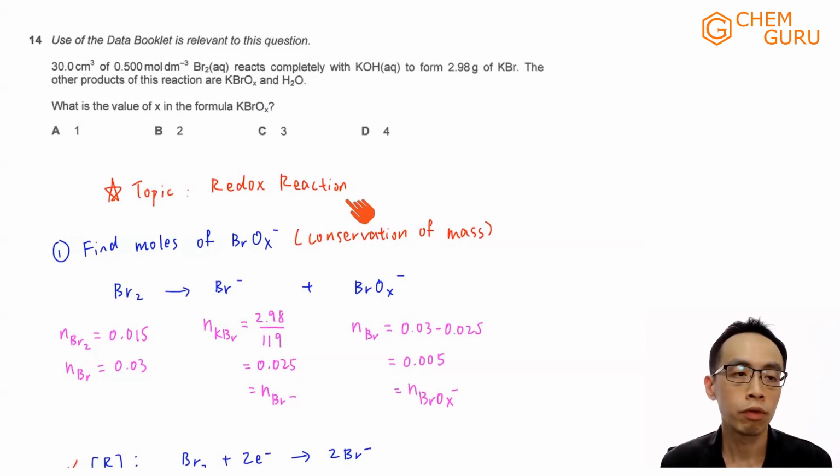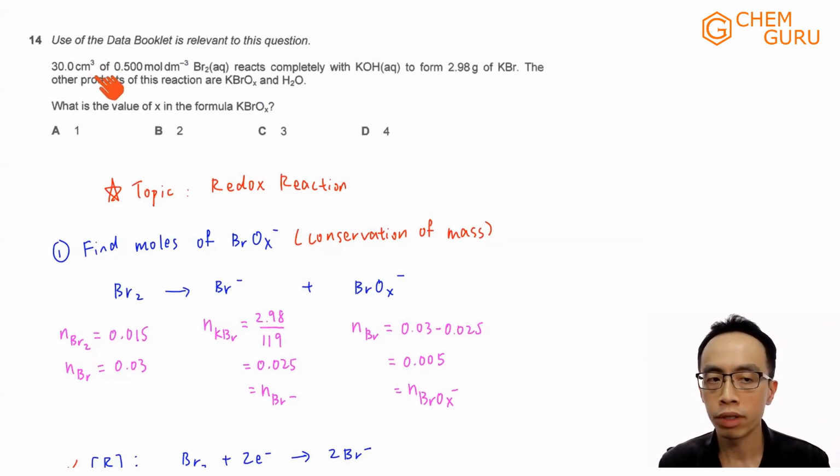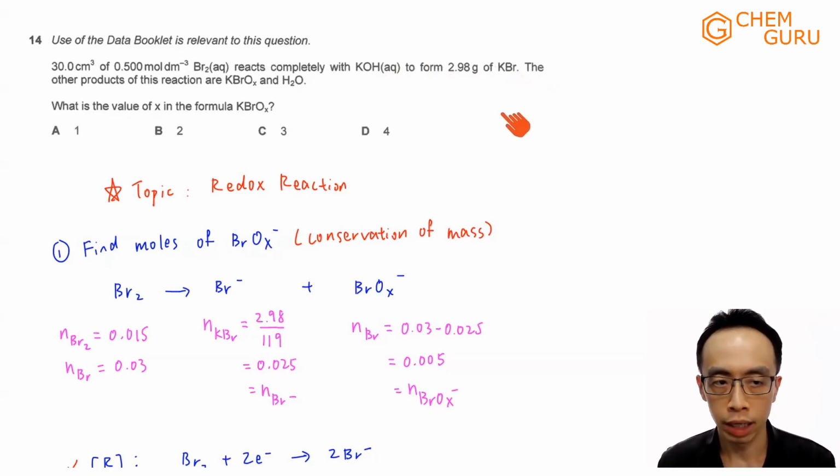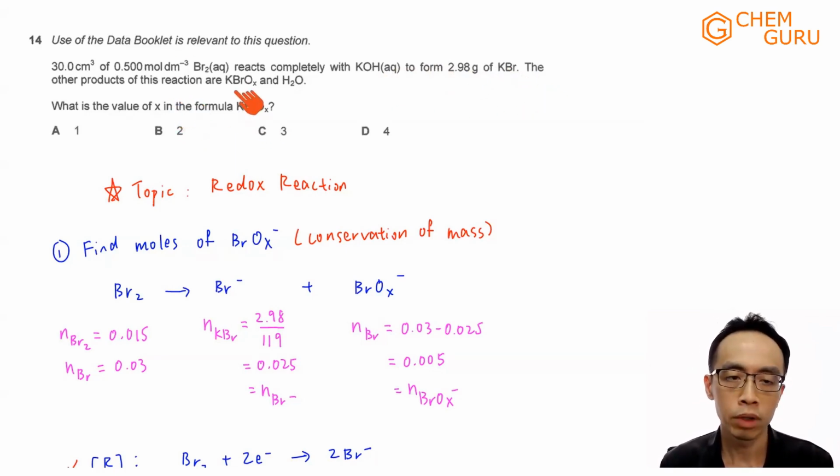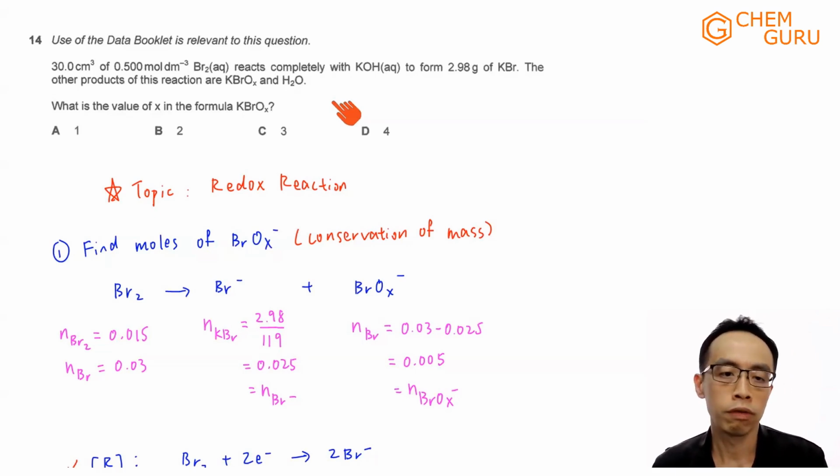Alright, next, how about question 14? Question 14: 30.0 cm cube of 0.500 mole per dm cube Br2 reacts completely with KOH to form 2.98 gram of KBr. The other products in this reaction will be KBrOx and water. So the question is asking for the value for X in the formula for KBrOx.